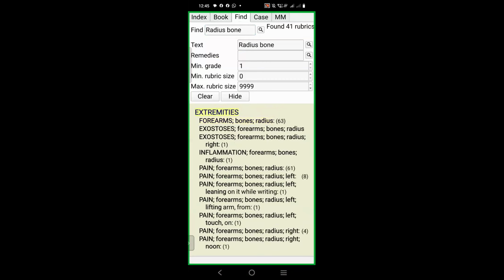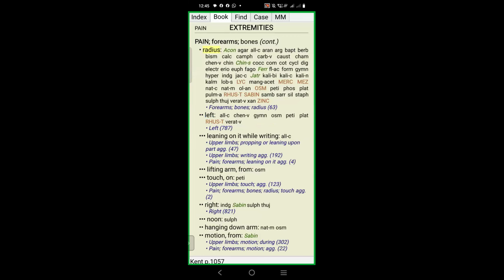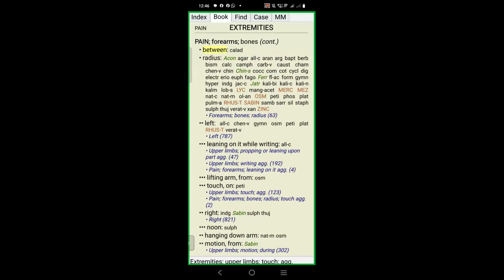So like that we will come to know again. And in the radius, pain in the bone, radius bone, like that. See, we will come to know with this. When you go deep, all are in capital. Capital letters are the prominently used remedies, most frequently used remedies. So likewise, this is the best way. This is the excellent way to go through.